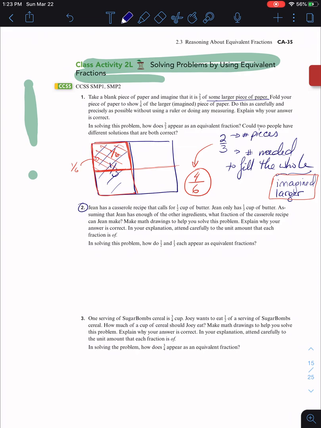All right, so we have a casserole recipe, and it calls for 1/2 a cup of butter, and Jean only has 1/3. So the recipe calls for 1/2, and Jean only has 1/3.